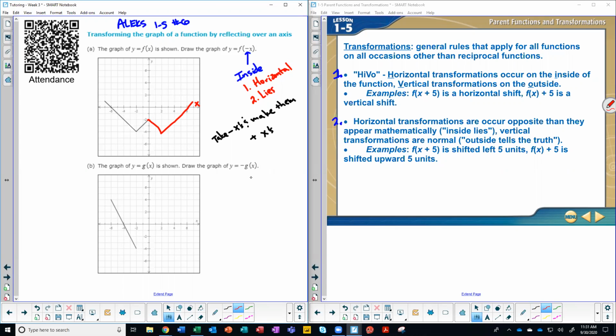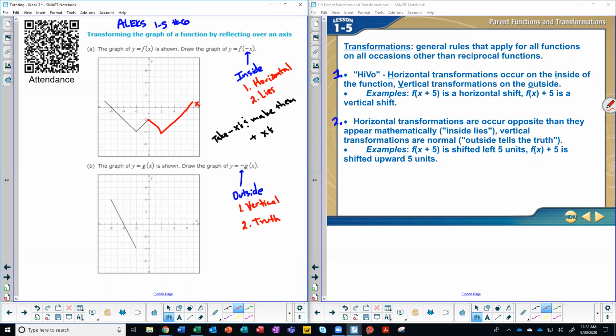Now let's look at part B. On part B, is this negative on the inside or outside? Outside. Okay, so if it's on the outside, what that does is it means, number 1, is it vertical or horizontal? Vertical. And number 2, does it lie or tell the truth? Truth. Okay. So basically what's going to happen is this time we're going to swap y's.